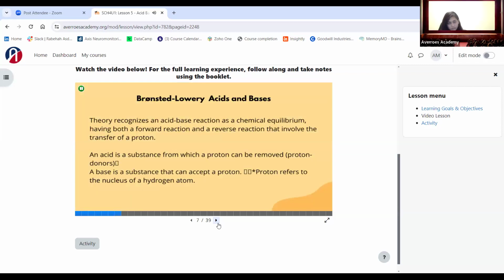So the Bronsted-Lowry theory recognizes an acid-base reaction as a chemical equilibrium. So it has both the forward reaction and a reverse reaction involving the transfer of that proton. An acid is a substance from which a proton can be removed, or a proton donor, and a base is a substance that can accept a proton. And that proton is referring to the nucleus of a hydrogen atom. That H+ we call a proton.